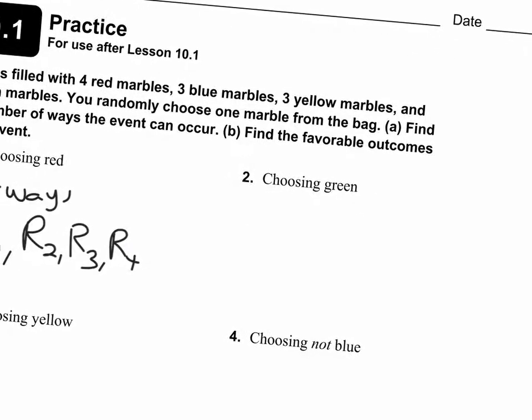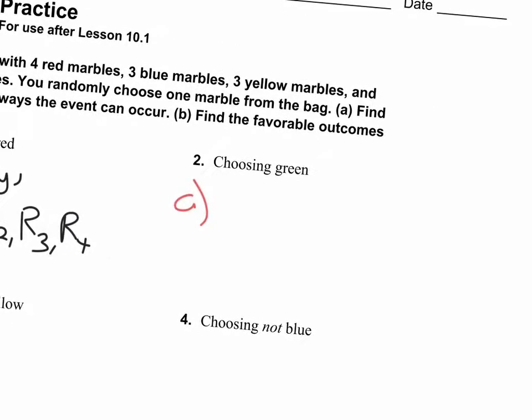Okay, number 2, choosing a green. So if I look, part A, again, green, there's only 2 greens, so it'd be 2 ways. Okay. Part B, favorable outcome, you could choose green 1, or I could choose green 2. Those are the 2 different ways. The 2 different marbles are different cases.